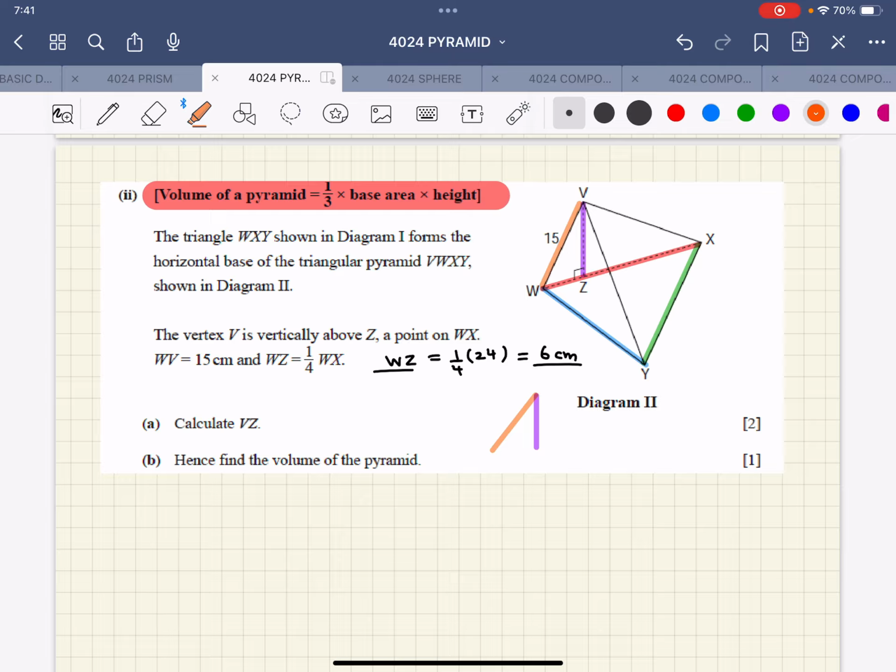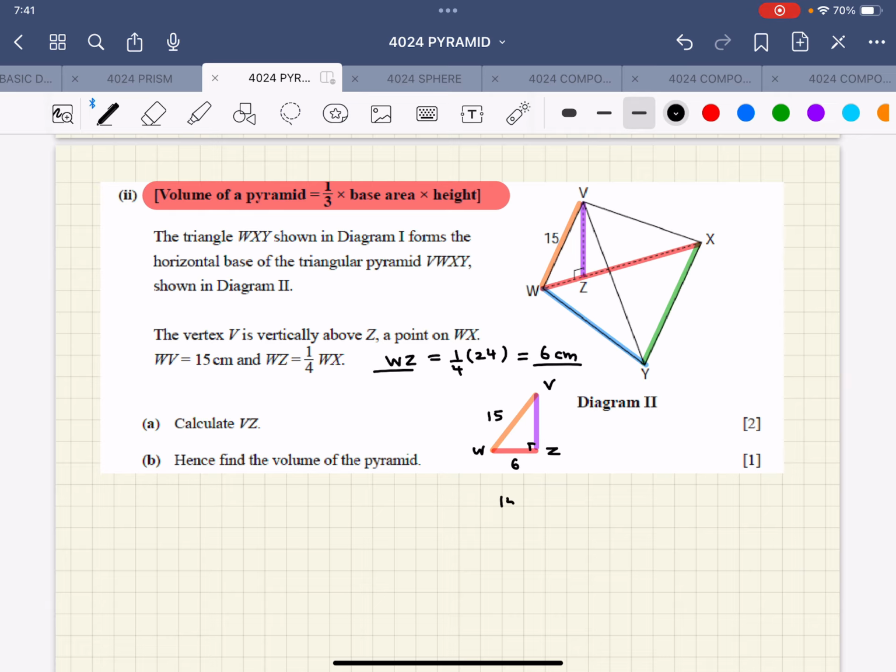And what else is there? And then we have WZ. Let me use red color for this one. Okay, now I can label it properly. This is 15. This is W. This is Z. This is 90. This is V. And WZ is 6.